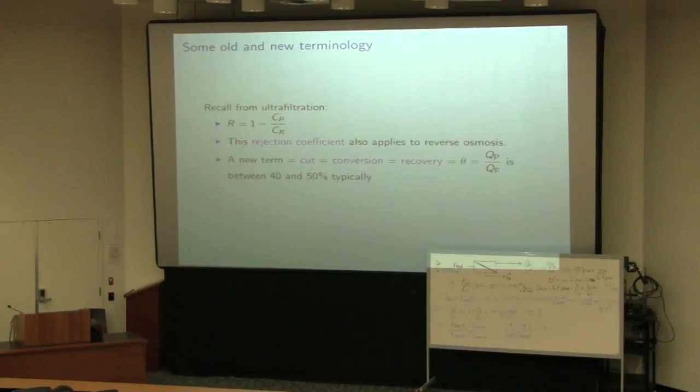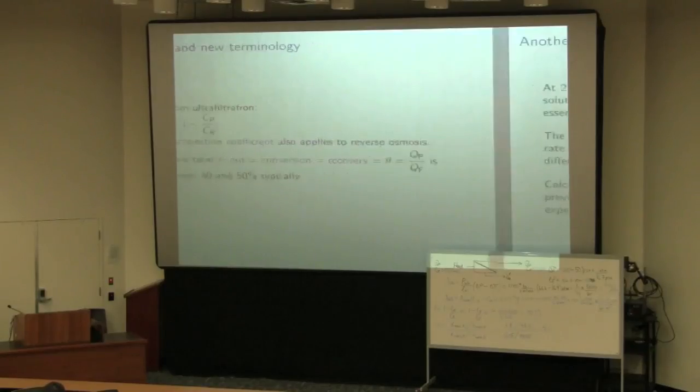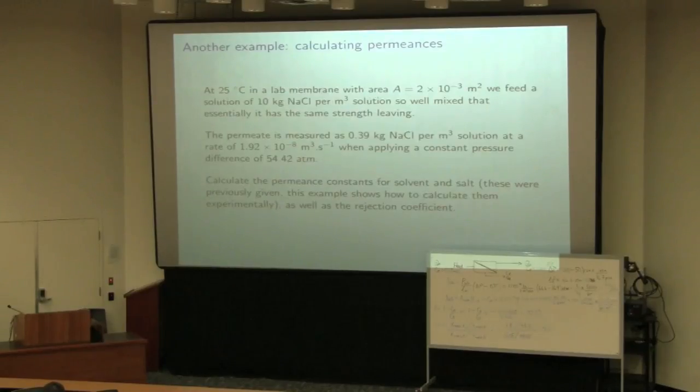So the recovery is purely just a ratio of the flow rates. It's a ratio of the flow rate leaving in the permeate over the feed. And we want this to be as high as possible, kind of, because we're interested in that permeate stream. That's our stream that we're more than likely going to use. It's the pure, clean solvent stream. And we want that to be as high as possible. Any other questions before I move on to this example? This is important to understand what the terminology is here so far.